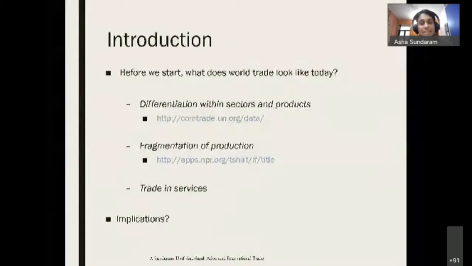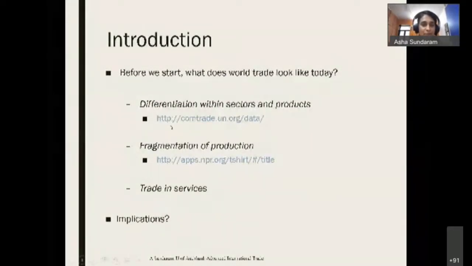Now, this is even more relevant for sectors that are more complex. Right, so think cars, pharmaceuticals, more high-tech sectors. You have a lot more differentiation within sectors across products in these types of high-tech industries. So that's point number one.